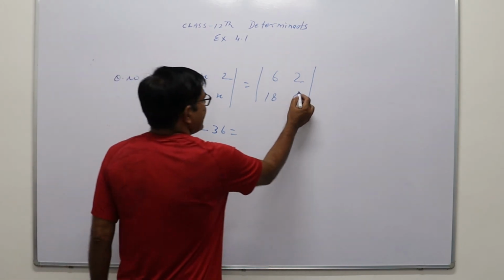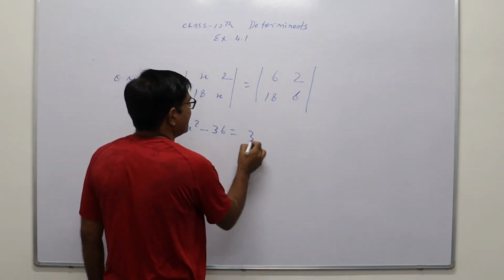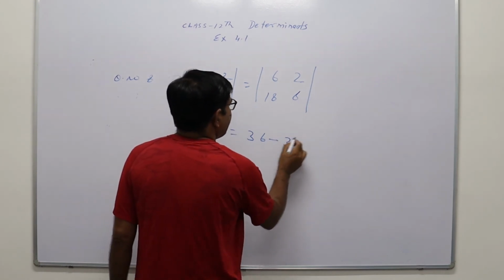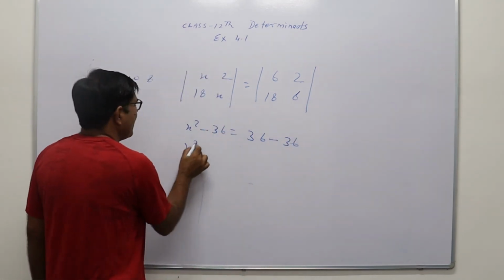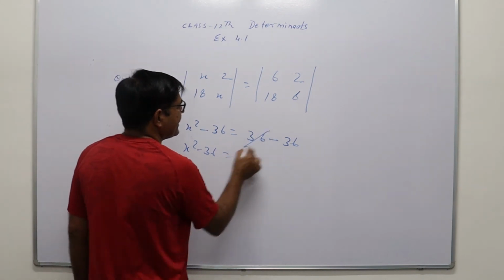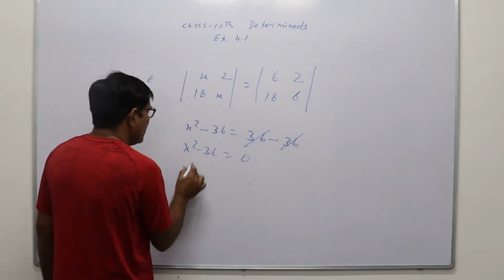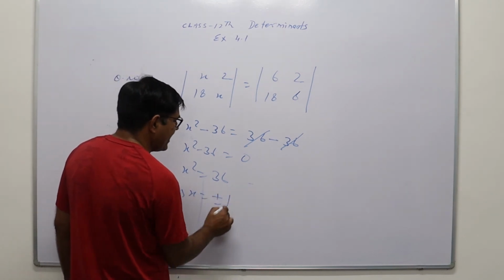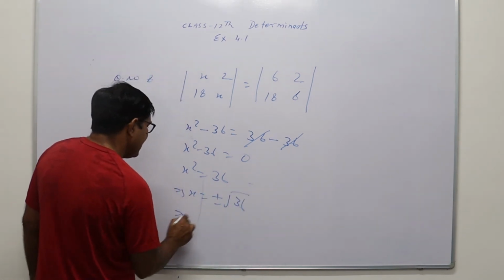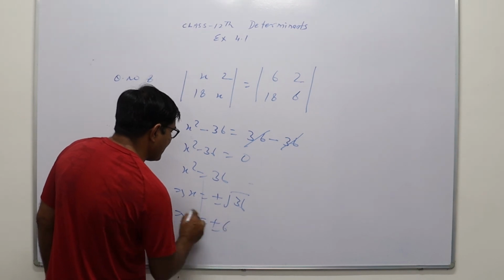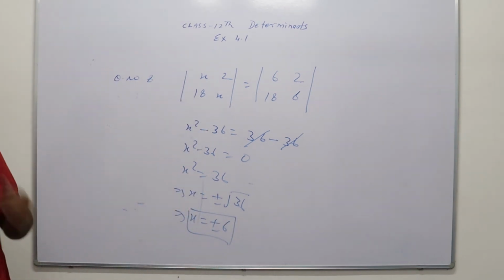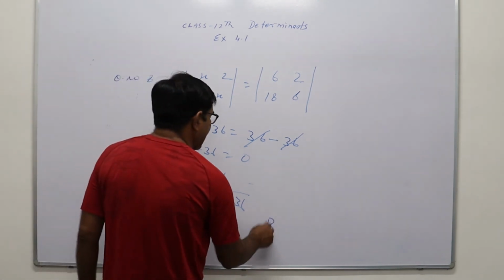this is 6. 6 into 6, principal diagonal 6 into 6, 36, minus 18 into 2, that is 36. So x square minus 36, here 36 cancels out, 0. So x square is 36, implies that x is plus minus root of 36, implies that x is equal to plus minus 6. So the value of x is plus minus 6. So B option is correct.